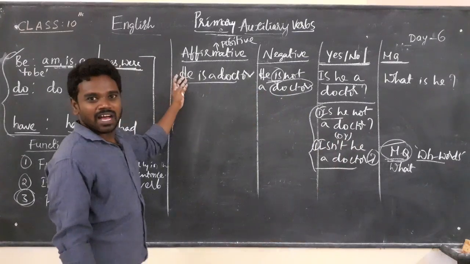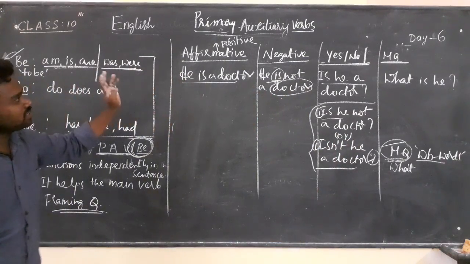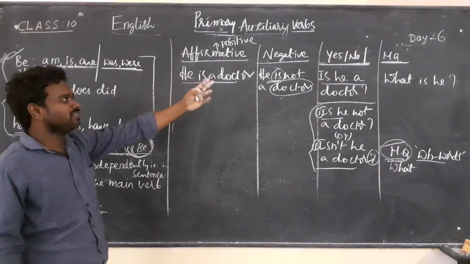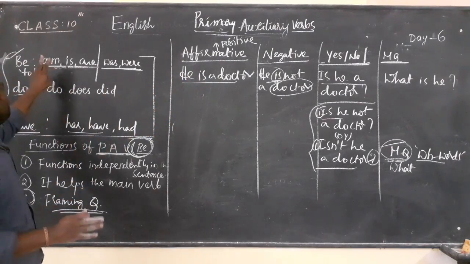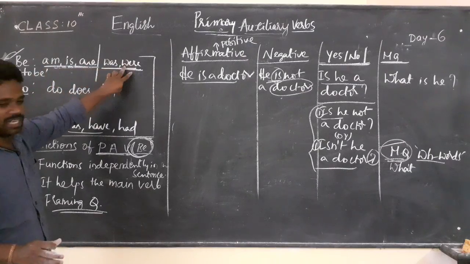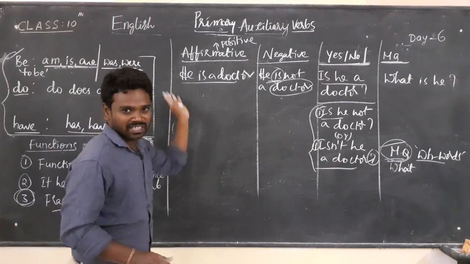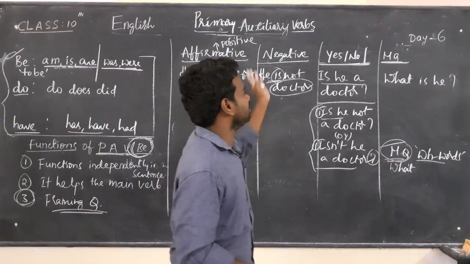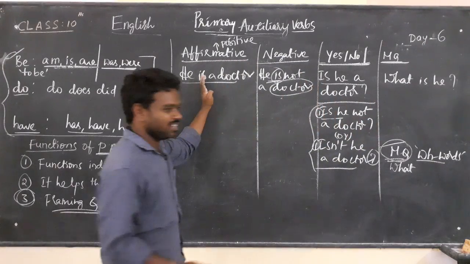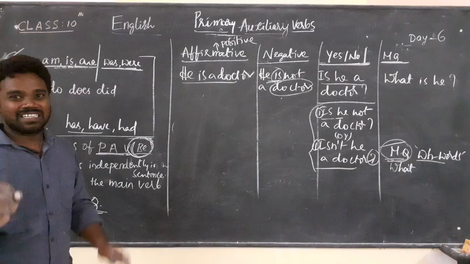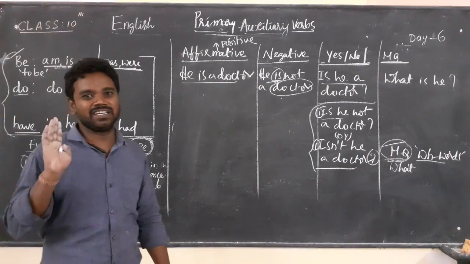Now I am going to give you some work related to affirmative, negative, yes no question, and main question. Only use be forms: am, is, are, was, were. Write one affirmative sentence, a negative sentence, a yes no question, and a main question. This is the model. Write at least 5-6 sentences.